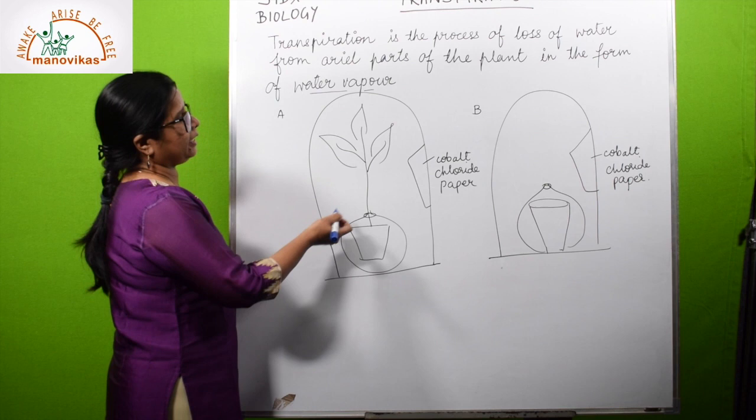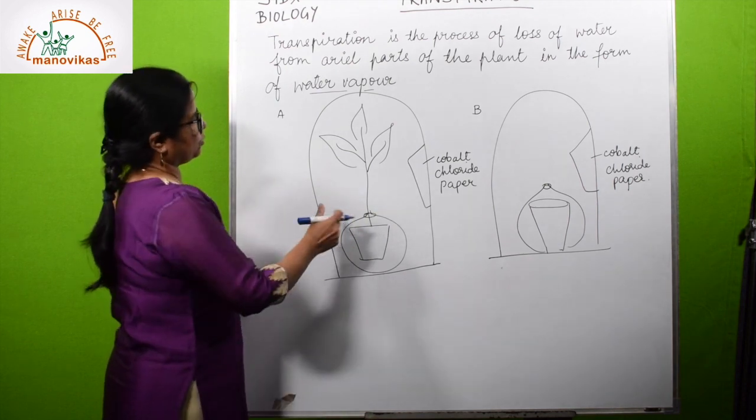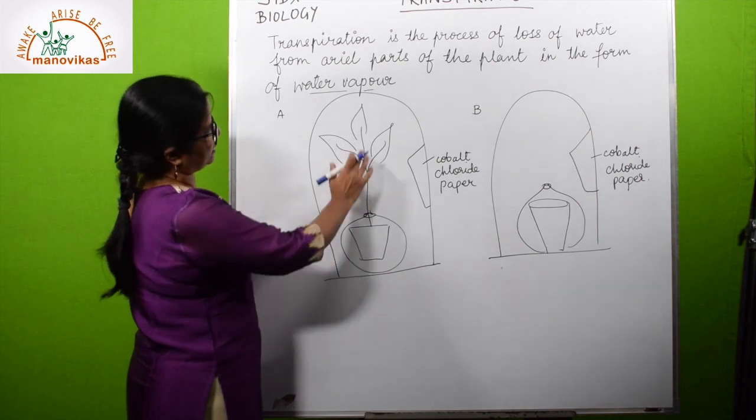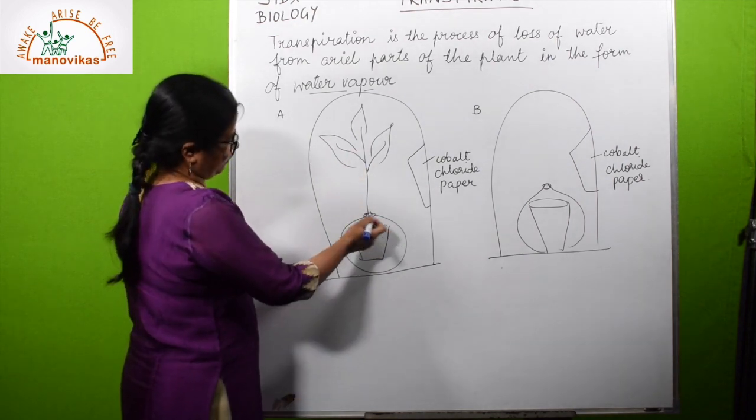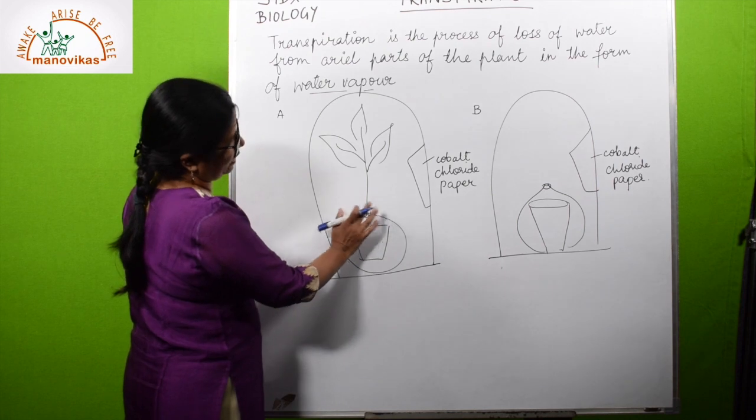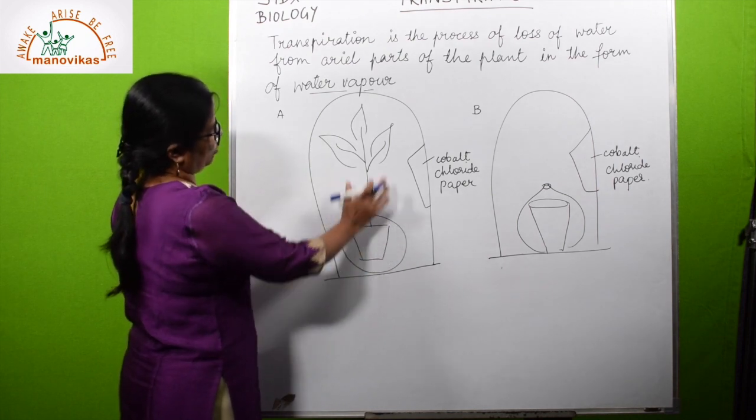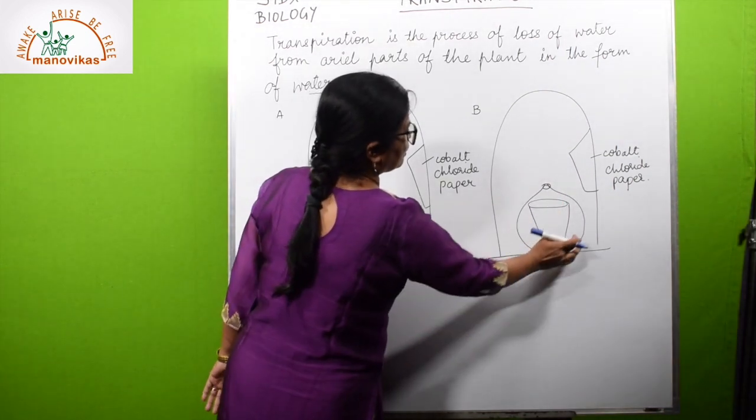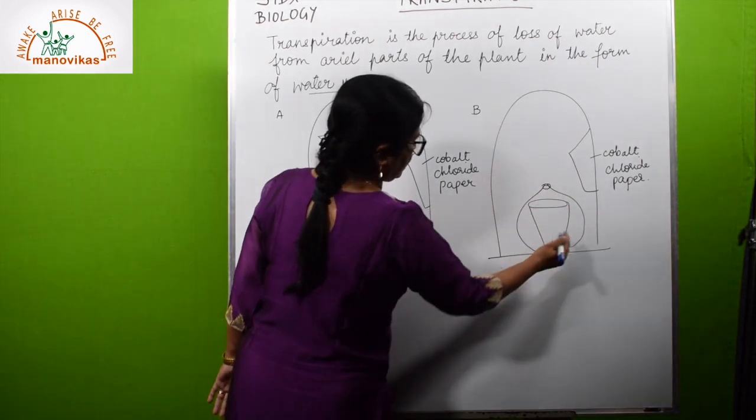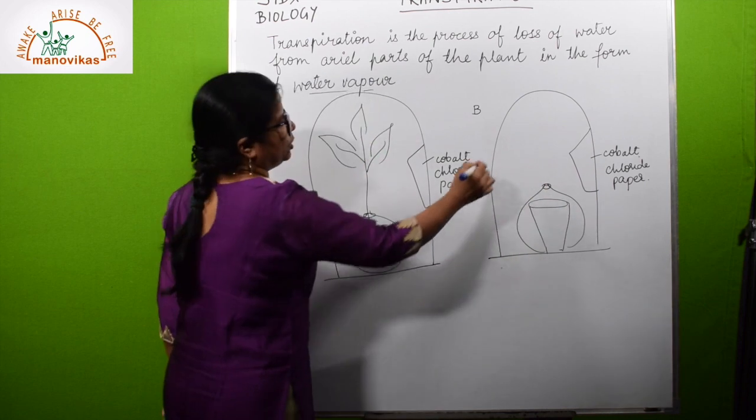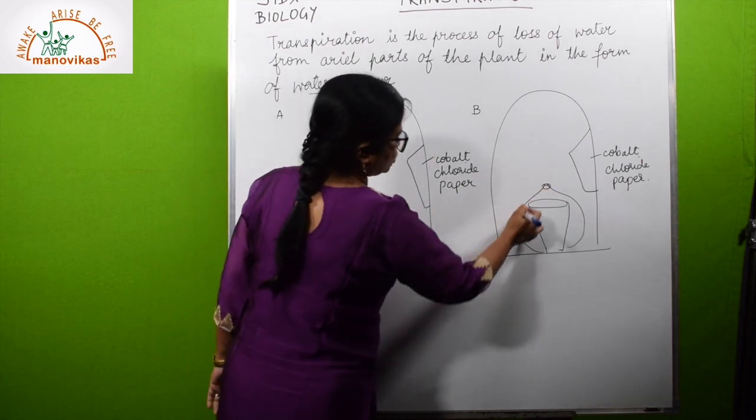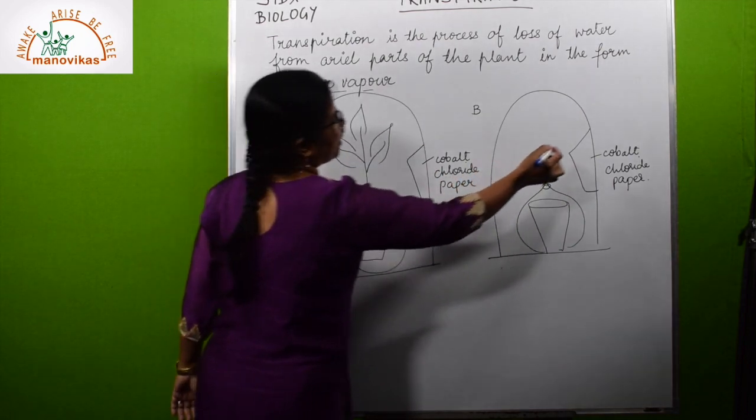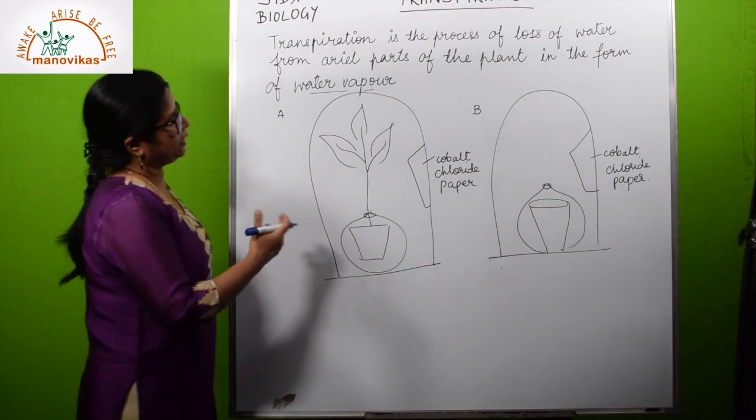Let us study another experimental setup. So what do we have here? We have two bell jars. Inside the bell jar, we have placed a potted plant. We have covered the pot completely with a polythene bag. Only the parts of the plant are exposed here. Then we have another pot here without the plant. Why? Because this is the control setup, so that we can compare results. This is also covered with a polythene bag. Inside we have put cobalt chloride paper. Now let's start with our experiment.